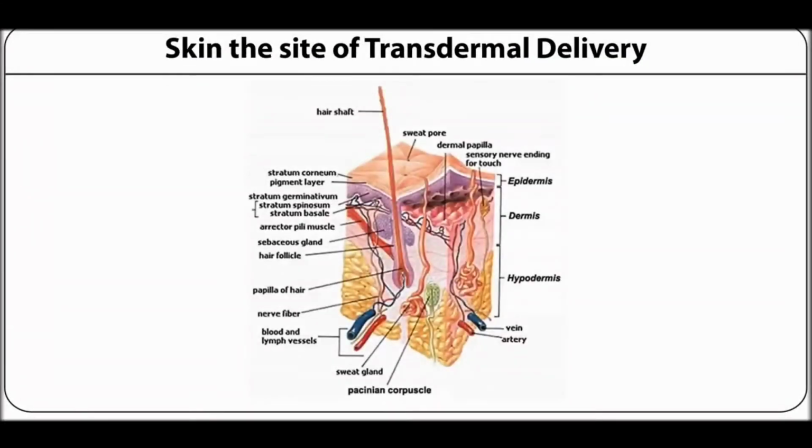The screen in front of you depicts a typical and classical diagram of the skin, where you can appreciate the two primary layers present in mammalian skin, namely the epidermis and the dermis. Towards the end, you have the subcutaneous tissue. It also highlights the hair shaft, the sweat pore, the papilla of the hair, the blood and lymph vessels, and finally the sweat glands.